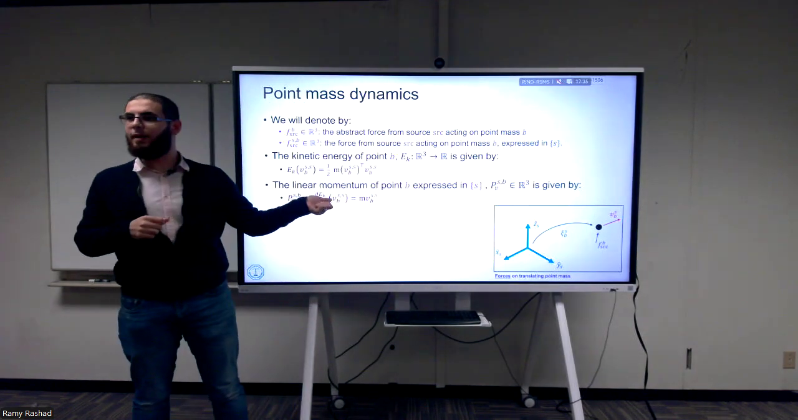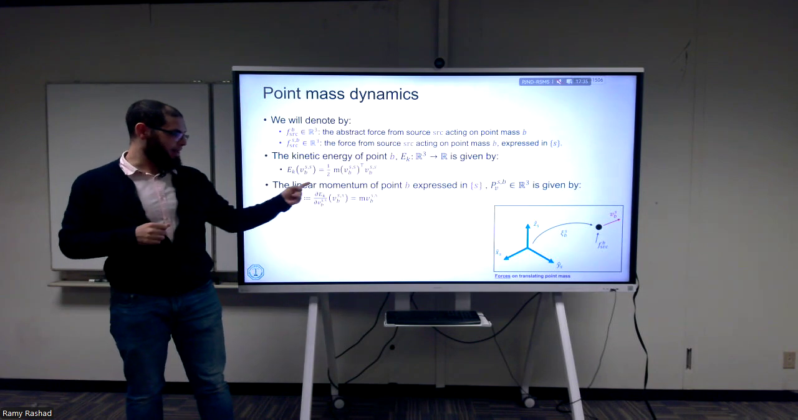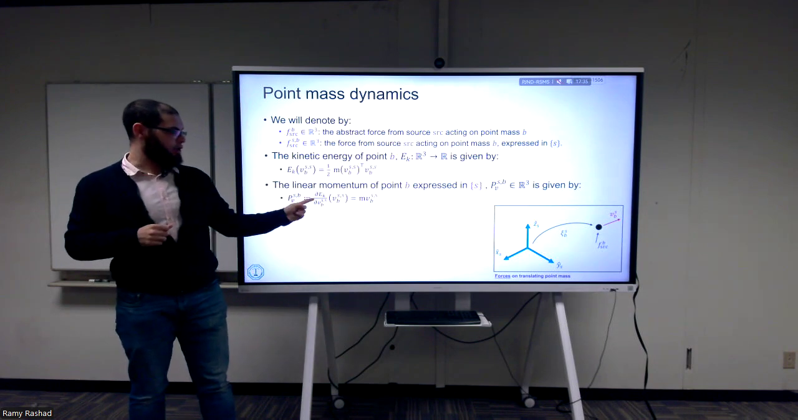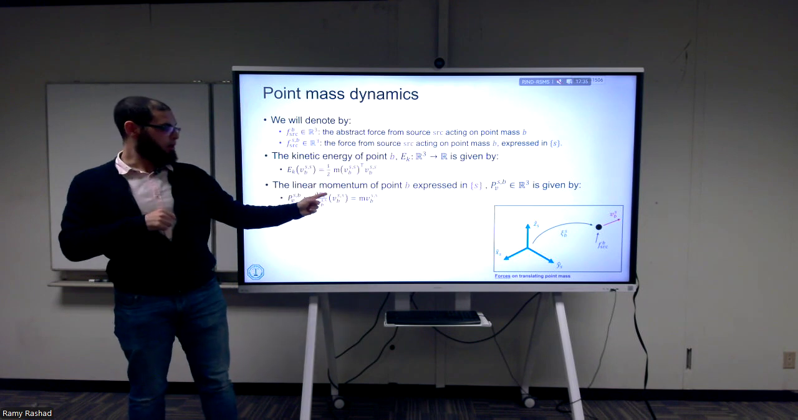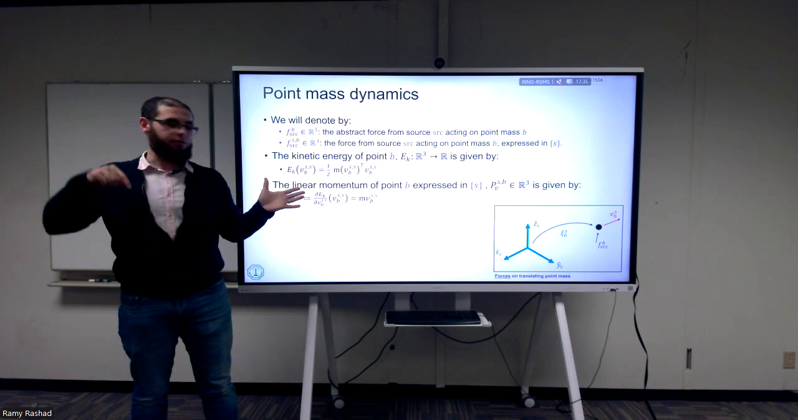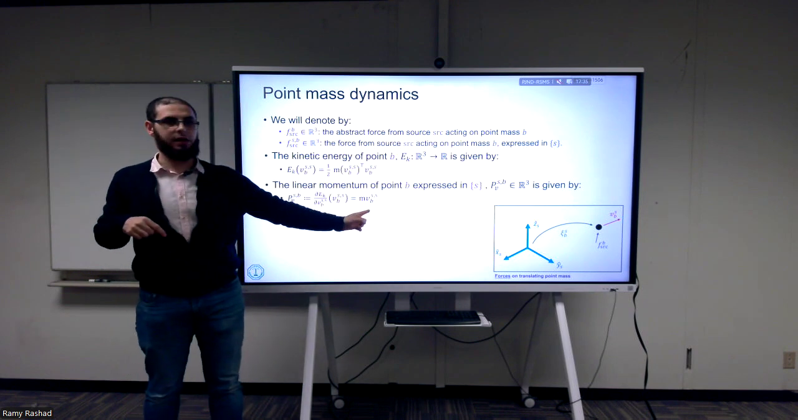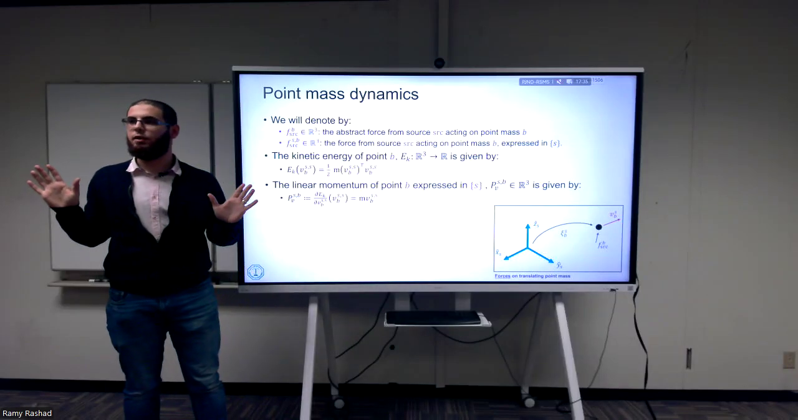And then we express it in frame S. So linear momentum of point B expressed in frame S is given by the gradient of the kinetic energy with respect to the velocity expressed in frame S. And it's a function of v. In general, the gradient is a function of v. And this is why we get it like this. You see? And then we get m v. Clear?